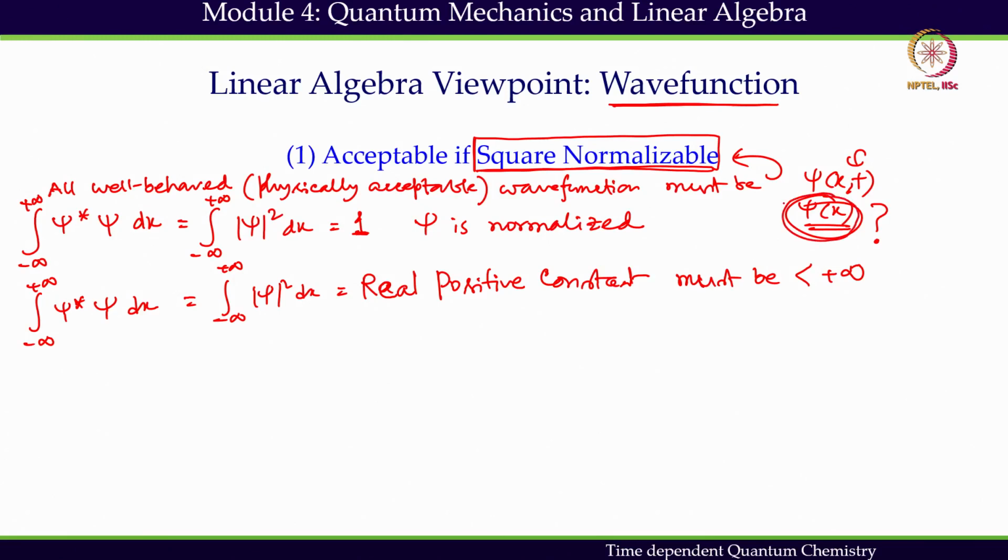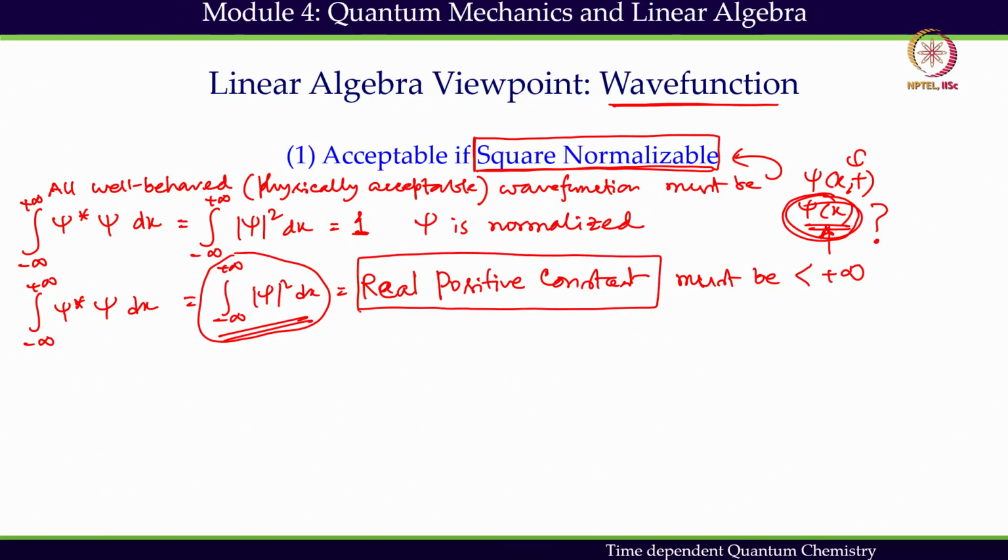So the first question is, if somebody proposes that this wave function is a solution for a particular quantum system, then we have to check whether the proposed wave function is acceptable as a solution in quantum mechanics. And how do I check that? I can check it by taking this integration and finding out whether it gives me a real, positive, finite constant value. If it becomes 0, or if it becomes infinite, I cannot accept that wave function.